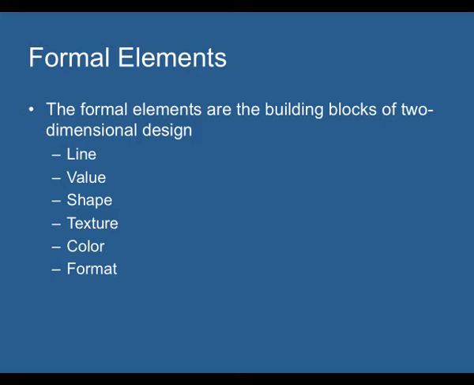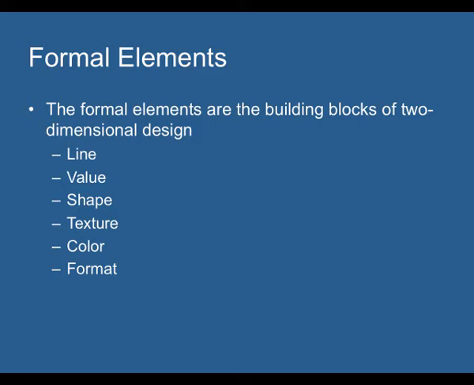The formal elements that we've been talking about in the last couple of discussions about producing a catalog, for two-dimensional design, we are considering line, and line does not have to be a literal line. Line can be an arrangement of visual elements in alignment. Value, and we'll talk about that in particular when we relate to color.